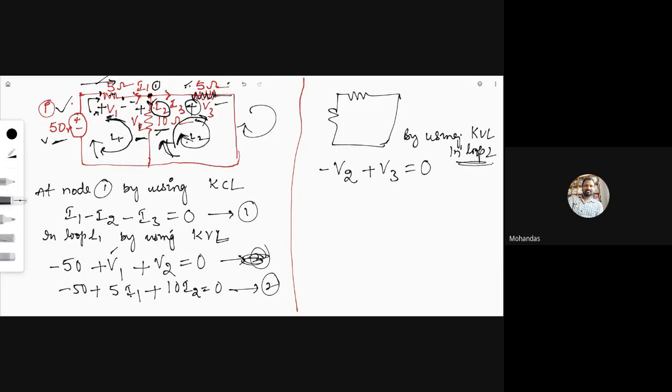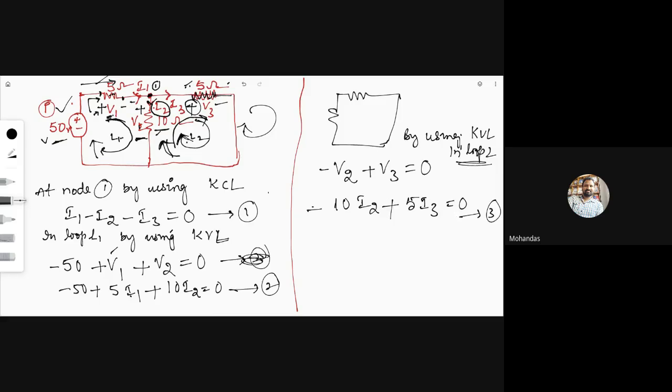Now tell me the V2 value here. What is the V2 value? V equals R into I. 10 into what is the I value? I2. Next, what is the V3 value? 5I3, 5 into I subscript 3. 3 means I3 current. So minus 10 into I2 plus 5 into I3 equal to 0. This is equation number 3.